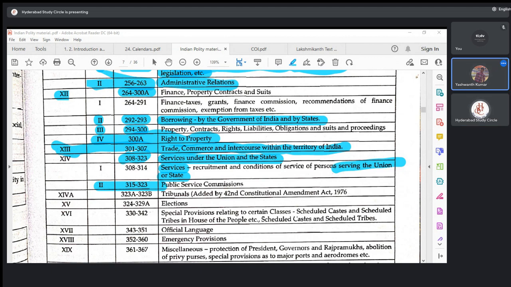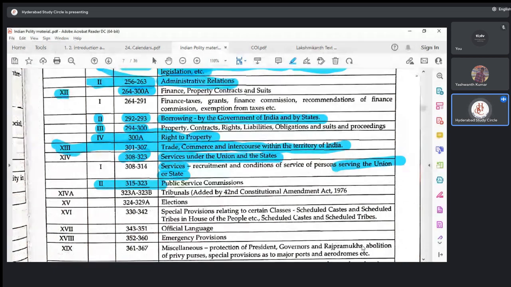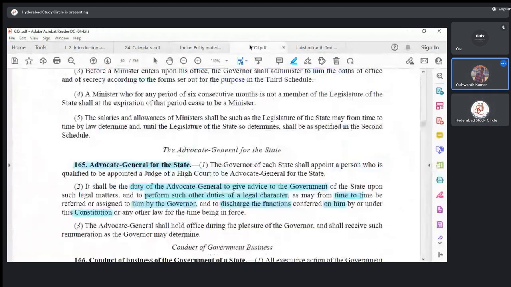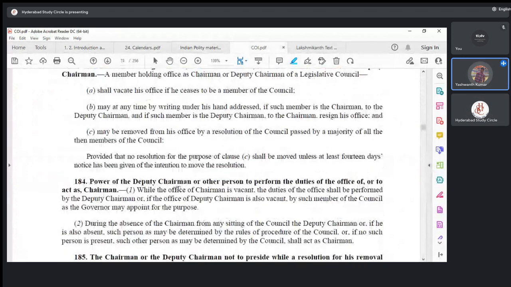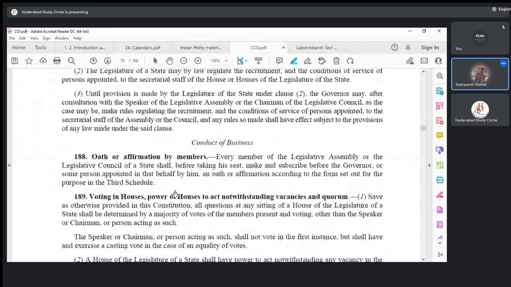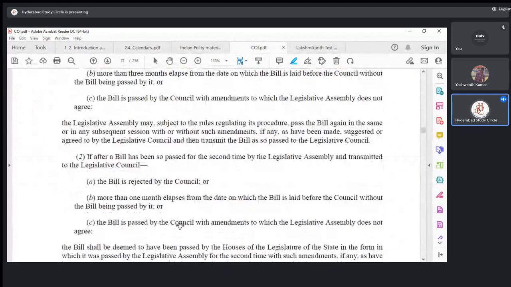Part 14A, Article number 323A to 323B, tribunals, added by the 42nd Constitutional Amendment Act 1976. Now, please make sure you note it down. Which exam are you preparing for? UPSC, right? Union Public Service Commissions are given under Article number 223.